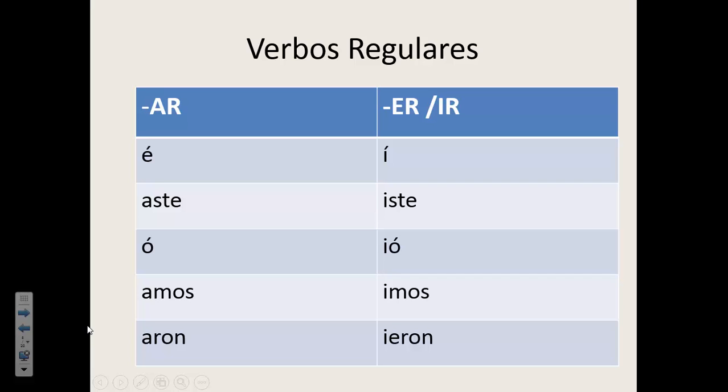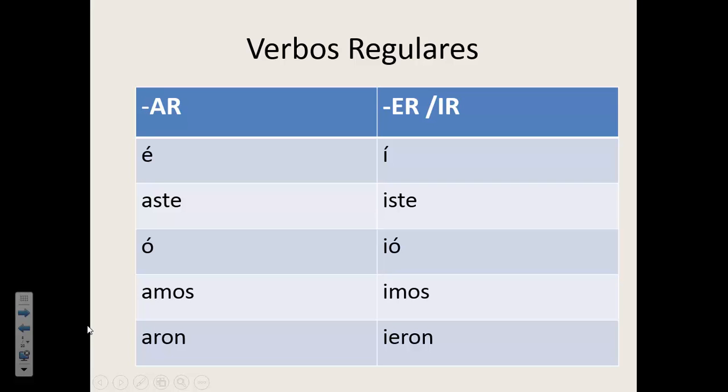If a verb is regular and it has an AR ending, I would take the AR off and add e, aste, o, amos, or aron. And if it was an ER or IR verb, I would take the ER or IR off and add í, iste, ió, imos, or ieron. Right now I would like you to stop the video and write two sentences. In the sentences, I want you to use one preterite AR verb and one preterite ER and IR verb, and please accompany it with a verb from chapter 3, el jugar.